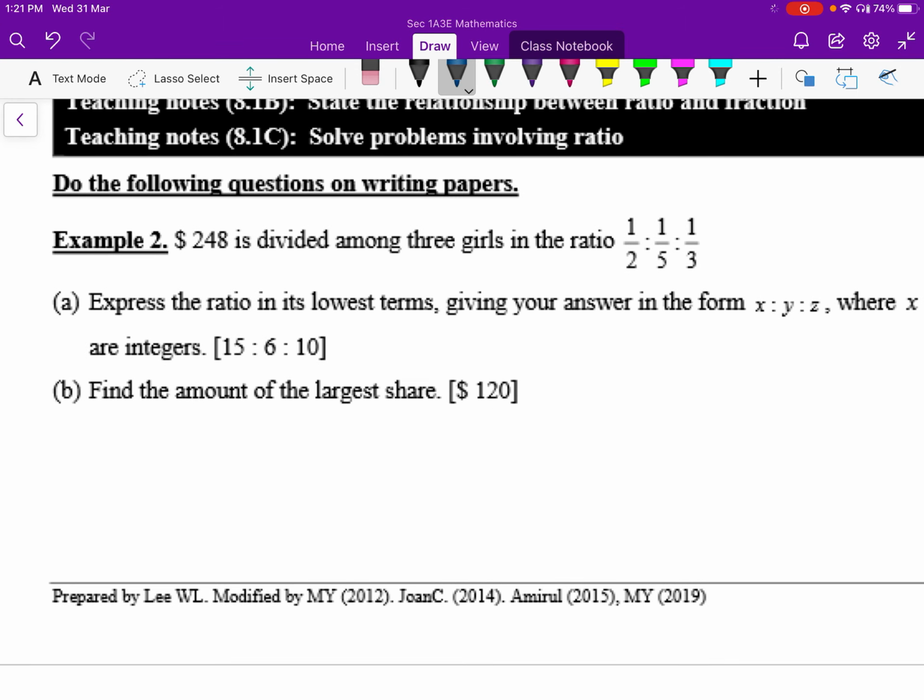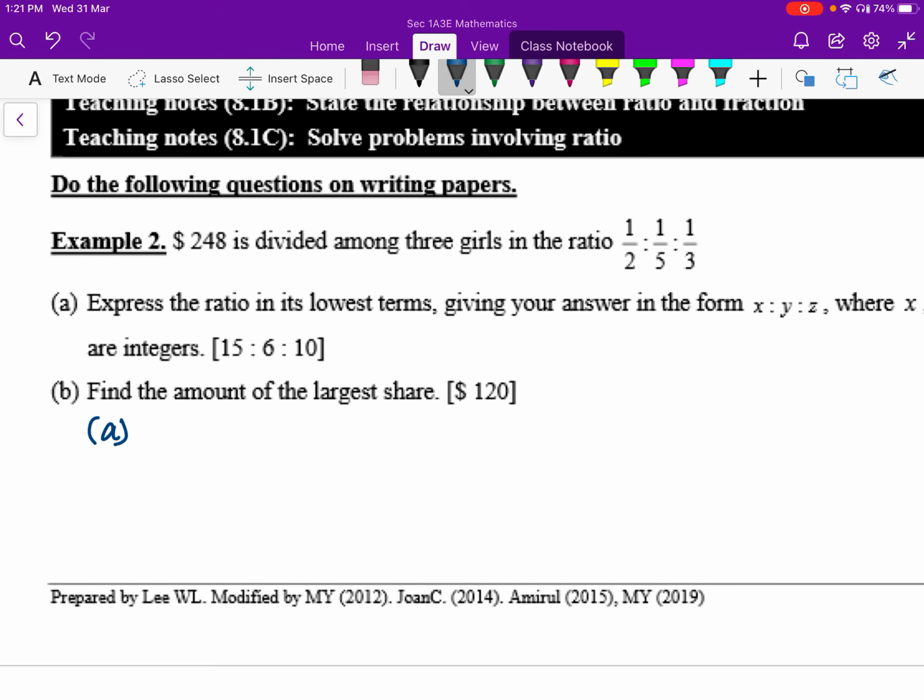$248 is divided among 3 girls in a ratio half to 1/5 to 1/3. Okay, now express the ratio in its lowest term. Give me your answer in the form x to y to z. When we talk about the lowest term, we are expecting integers only. No fraction, no decimal. And you reduce them, you remove all the common factors. So let's start with the first one, part A.